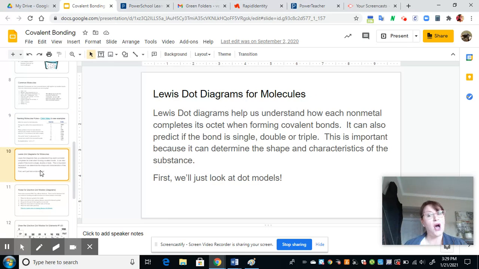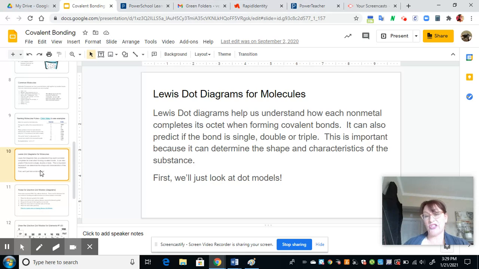Now, when we want to draw molecules, because we don't want to just talk about them and write their chemical formulas, we want to be able to show what they look like. So the great way to draw molecules is to do something called a Lewis dot diagram that helps us understand how each of the nonmetals is able to complete its octet. And it also allows us to predict if our bond is a single, double, or triple.